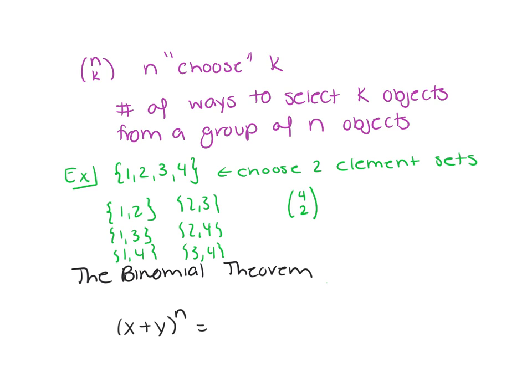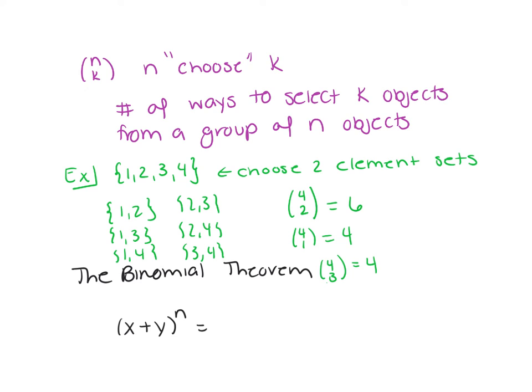What is 4 choose 1? 4, right? A one element set would be just any of the four things, 1, 2, 3, 4. So 4 choose 2 we saw is 6. 4 choose 1 we said is 4. What's 4 choose 3? 4. Why is it 4? Because there's 4 things and you're leaving one out each time. Right. So choosing one thing is the same as not choosing one thing. So 4 choose 1 and 4 choose 3 are the same.